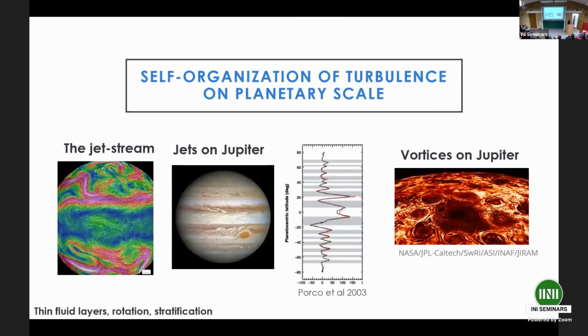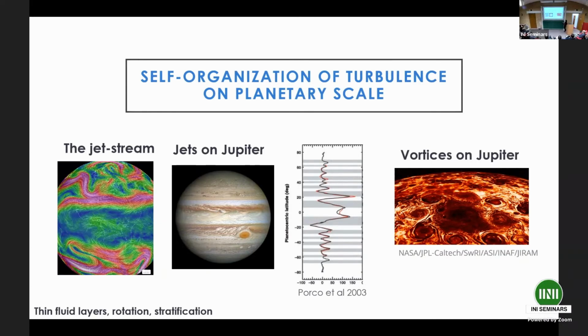One of the reasons why people find this interesting, apart from the fact that it's counterintuitive and kind of cool, is that it's believed to be relevant to large scale and persistent flows that people see in the atmosphere and in the oceans. Here there are several examples. One is from the atmosphere of Earth, where you have the jet stream that's believed to be powered by small scale Rossby waves or eddies. There are the jets on Jupiter, which are extremely stable.